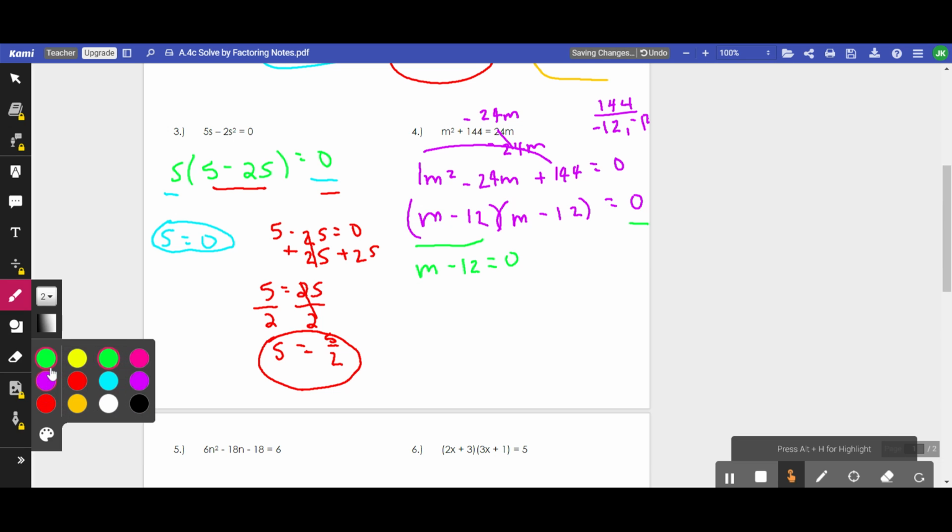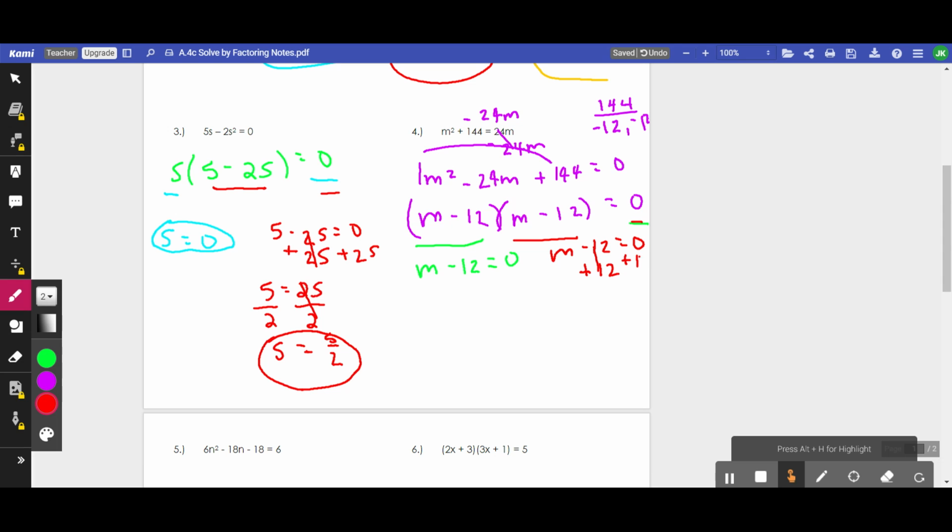And then you'll have your other one then. And then you can solve each of these for the m. So that will cancel out there. So you have m equals 12 for this one. And then you can solve this one here for the m. So you can add the 12 here too. So you'll have m equals 12 for this one then.